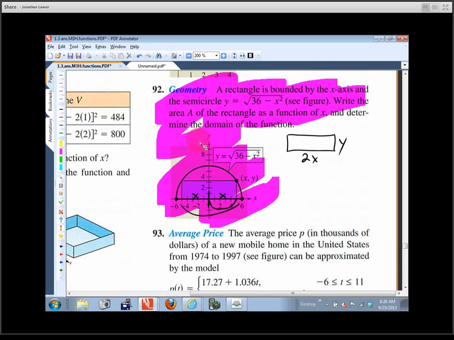Who can tell us the formula for the area of a rectangle? Looks like Logan had his hand up first. Logan, what is it? Okay, width times height, or base times height. So we could say base times height, length times width. There are a bunch of different ways to talk about it, okay? So if it's base times height or length times width, what's the area of this rectangle? The base is 2x, and the height is y.